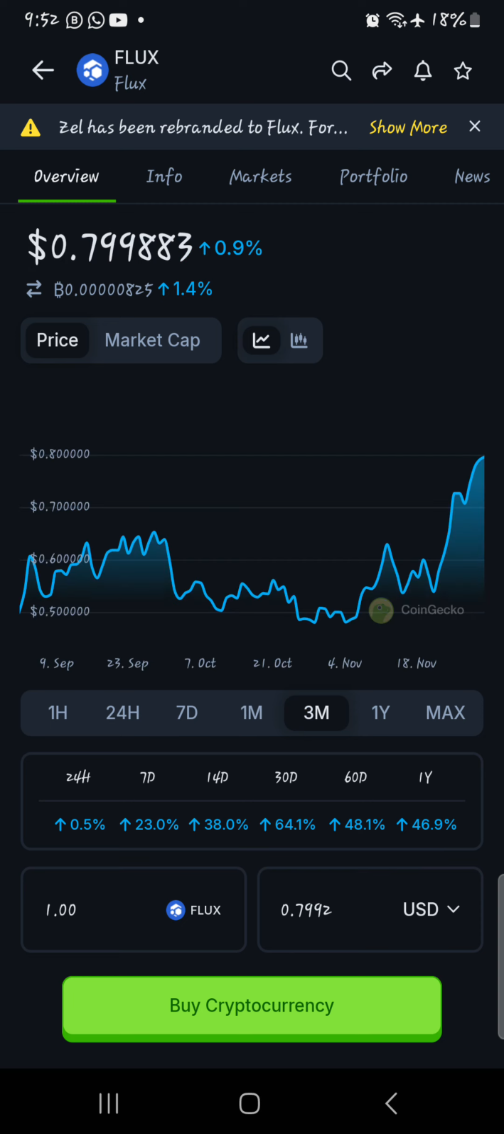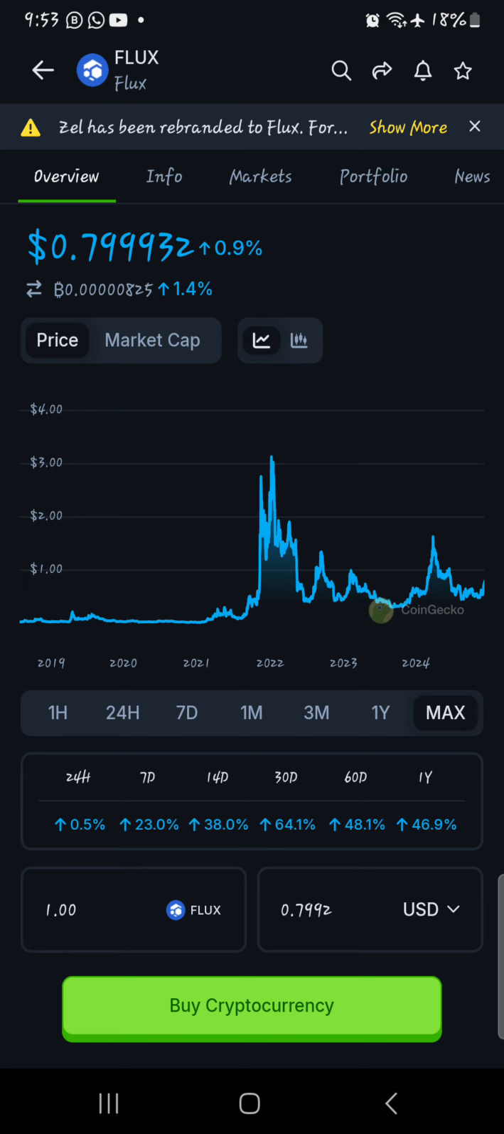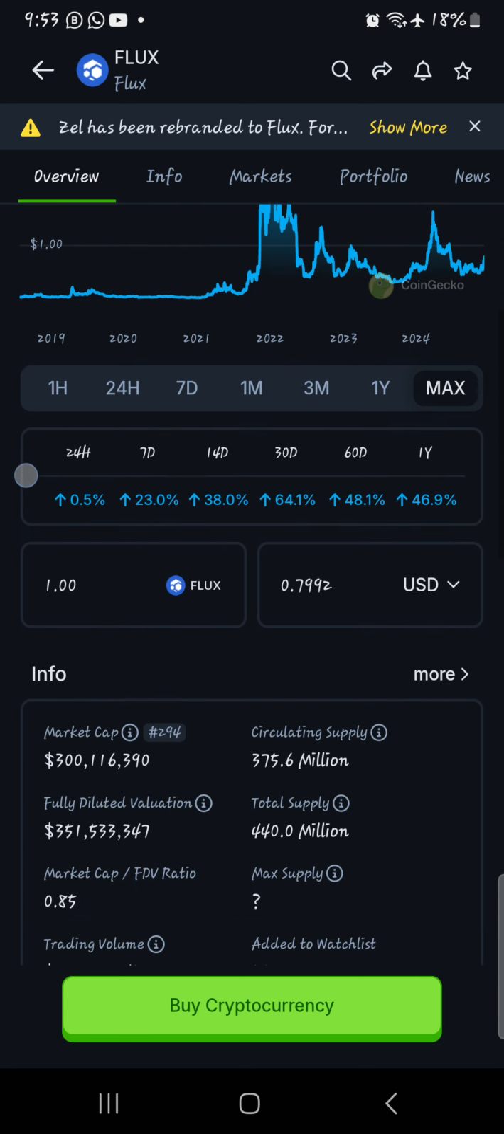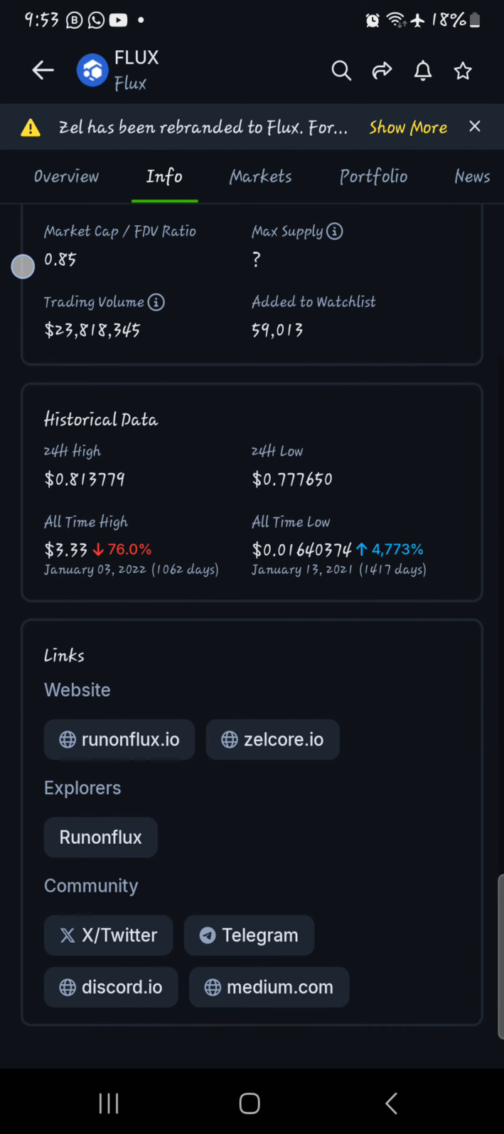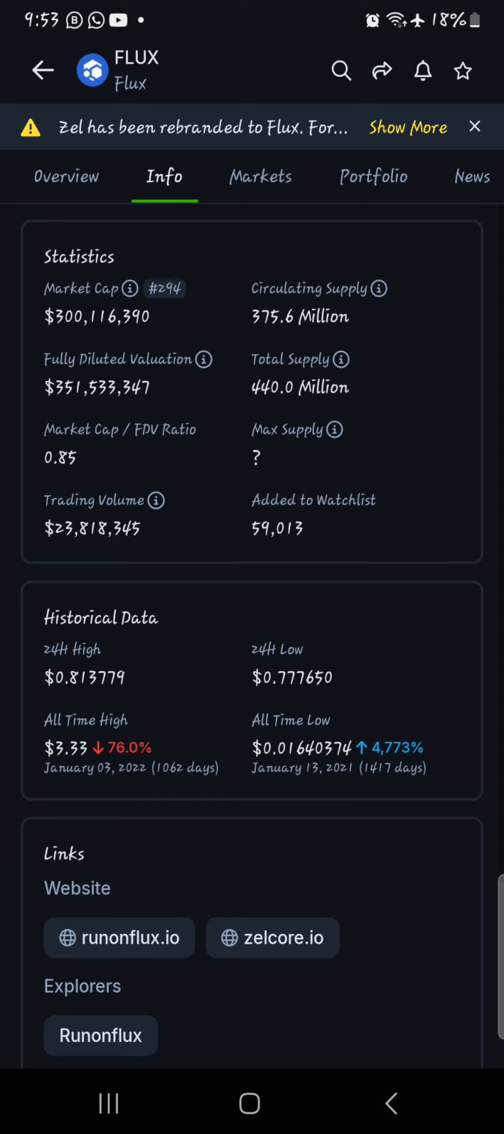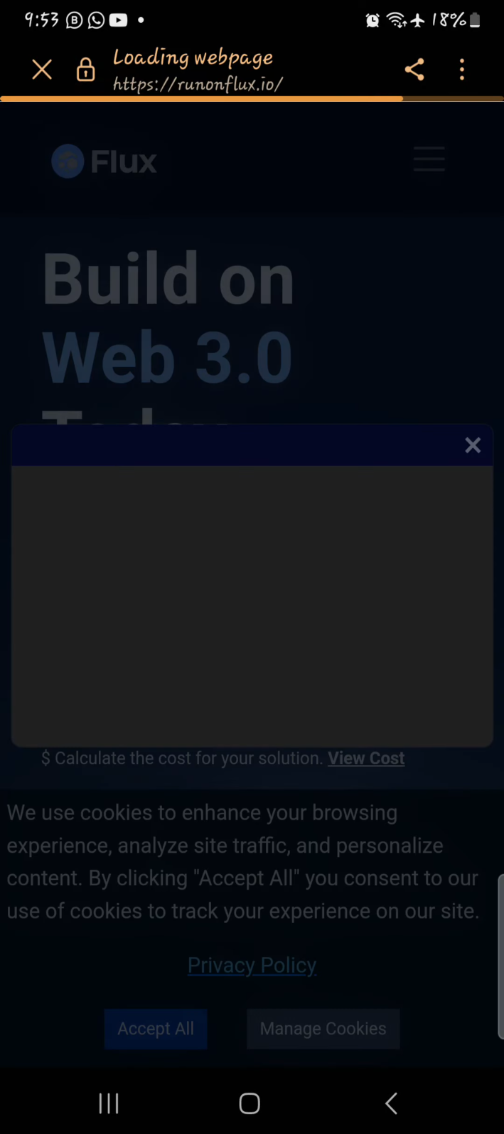Huge spike in 3 months. What is the project about? Now they rebranded, so they were another name before, Zel. Looking at all the data, 2019, 2021, they moved again in 2023, moved in 2024. So they'll definitely move again in 2025. But to what extent? Supply is fair, but market cap is quite significant. So they have to be really good at whatever it is they are offering. Zelcore, and there's a kind of run on Flux.